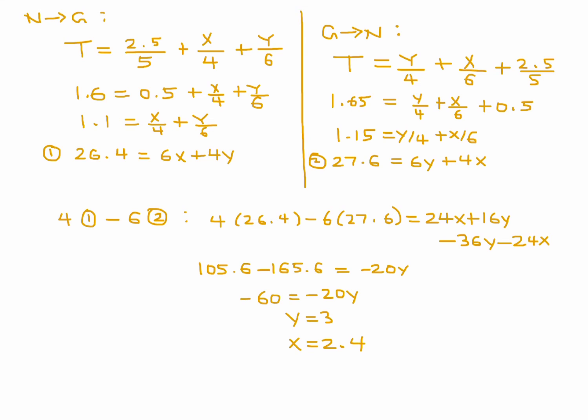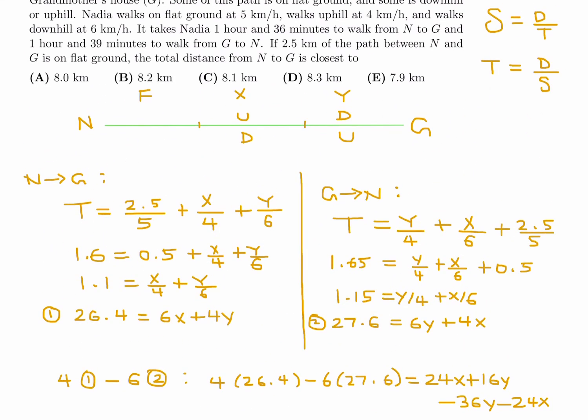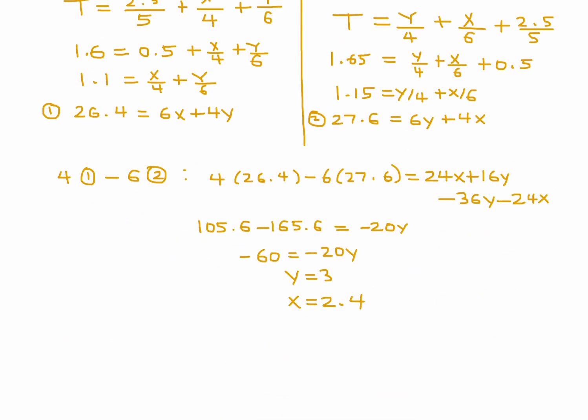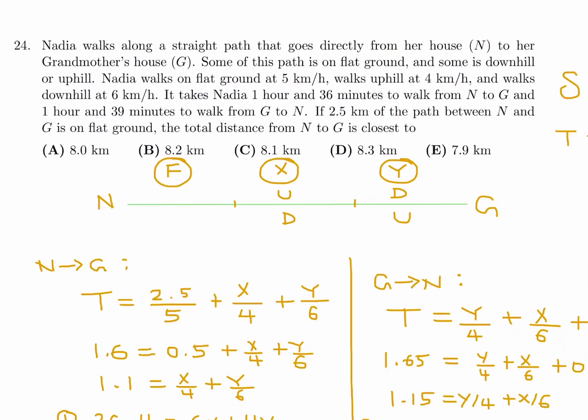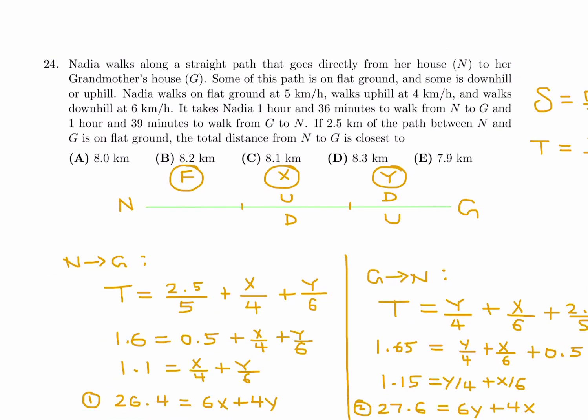So now we have to add up the total distance. It's f plus x plus y. The total distance is f plus x plus y. Well, f is given in the question, 2.5. X I just figured out was 2.4. And y I figured out was 3. So when you add those up, it's 7.9. So number 24, the answer is E.